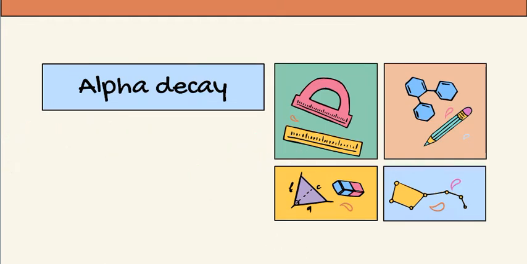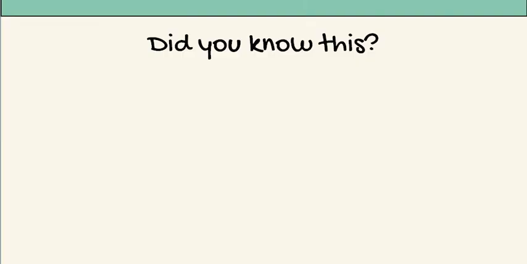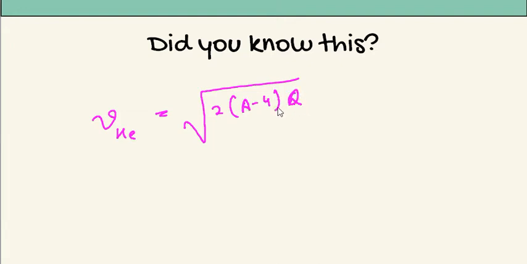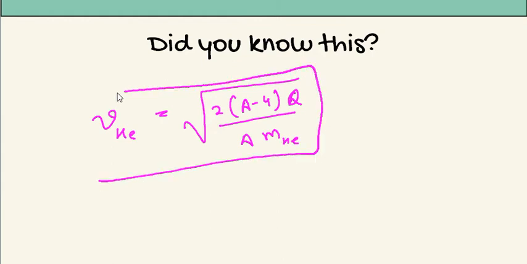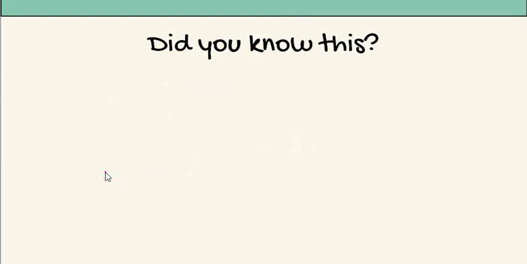Next, we are going to tell you how much energy that alpha particle has, and with how much velocity the alpha particle came out. The formula for evaluating the velocity of the helium particle emitted from the nucleus is the square root of 2 times (A minus 4) into Q divided by A m_He. With this formula you can evaluate the approximate value of the velocity with which the helium nucleus comes out of the nucleus. Next we are going to proceed with beta decay.